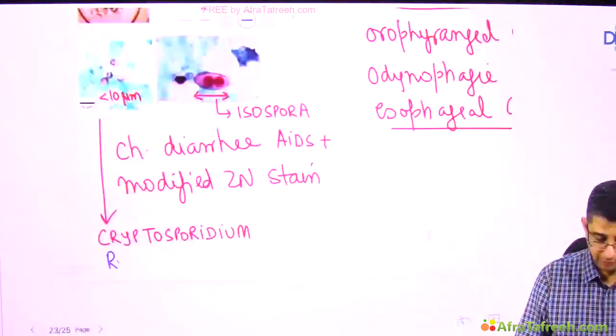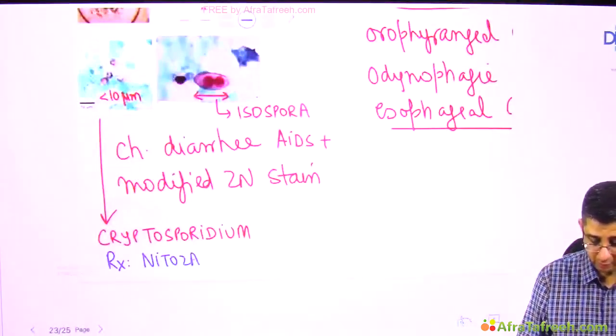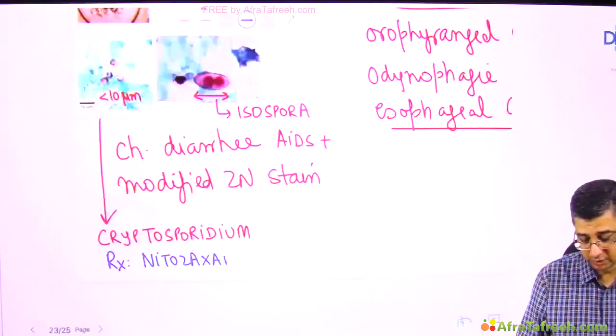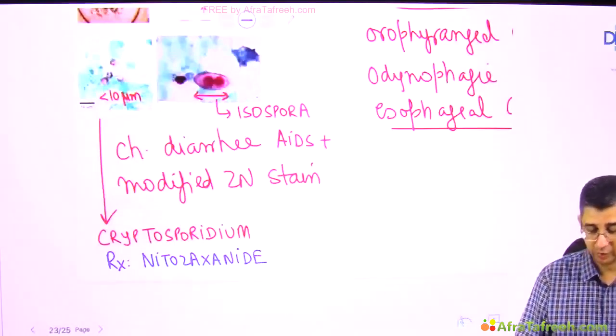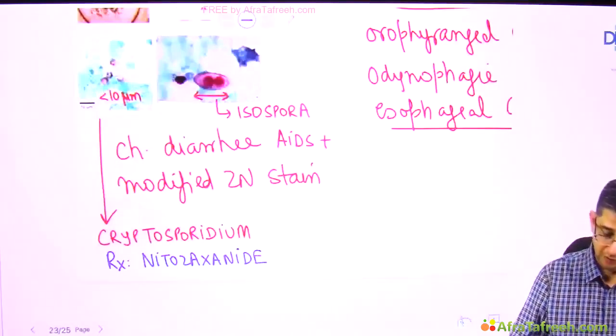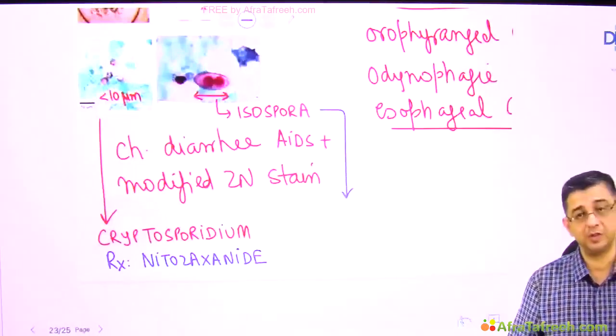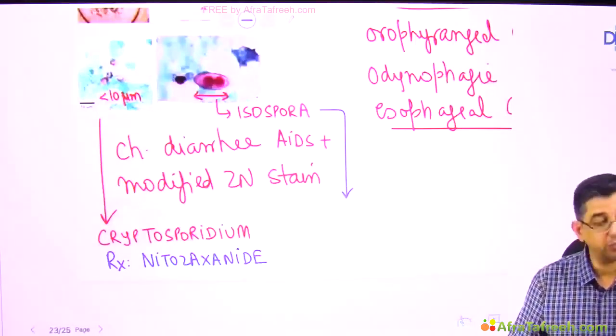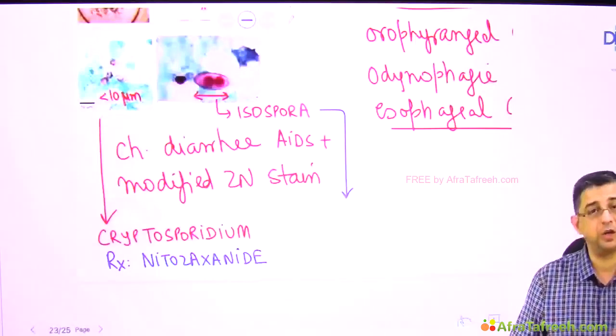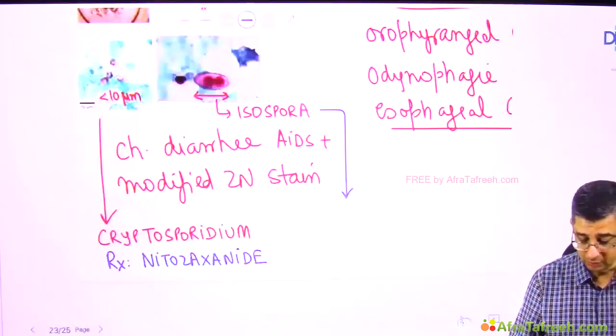For cryptosporidium diarrhea, the treatment of choice to be answered by you is nitazoxanide. Now we're talking about the treatment part. So nitazoxanide is the drug of choice for treatment of cryptosporidium diarrhea. But if it says Isospora belli is responsible for diarrhea, where the cysts are relatively bigger in a modified ZN stain or Kinyoun stain, then the answer should be given as cotrimoxazole.